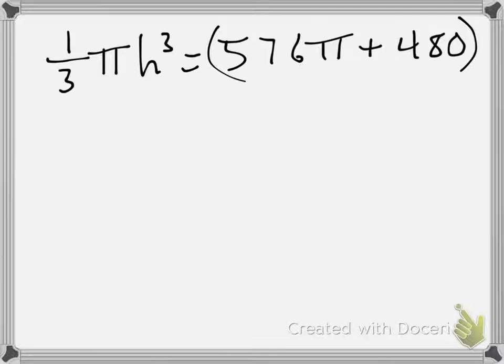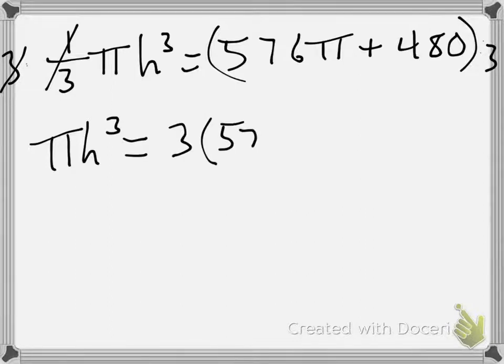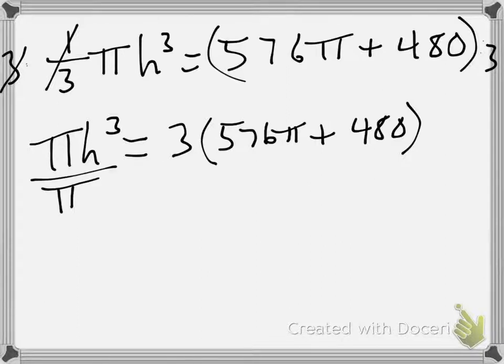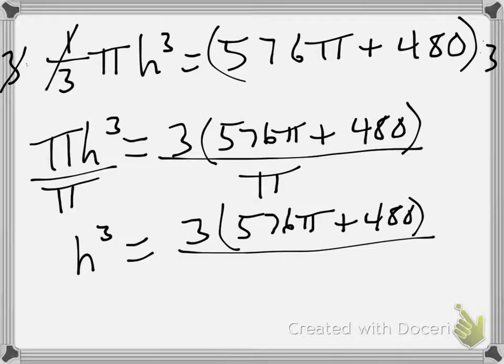So, okay, multiply both sides by 3. Whoops. So the 1/3 and the 3 cancel out. So pi h to the third equals 3 times (576 pi plus 480). Okay, I would not distribute the 3 in this situation, but that's just me. Okay, I would divide both sides by pi. So h to the third equals 3 times (576 pi plus 480), all divided by pi.